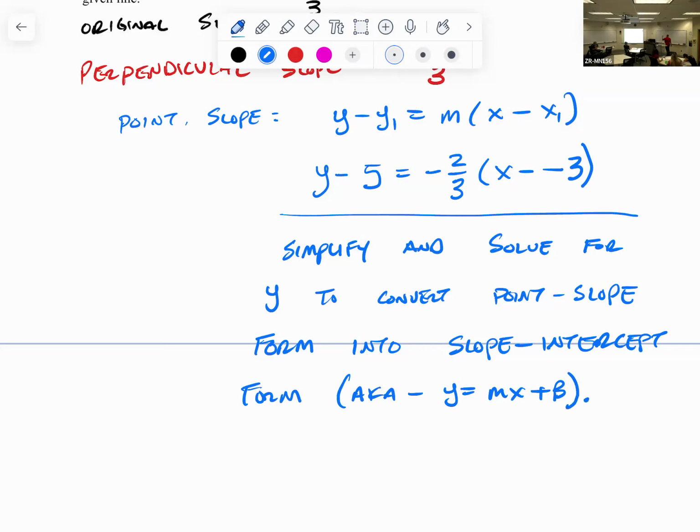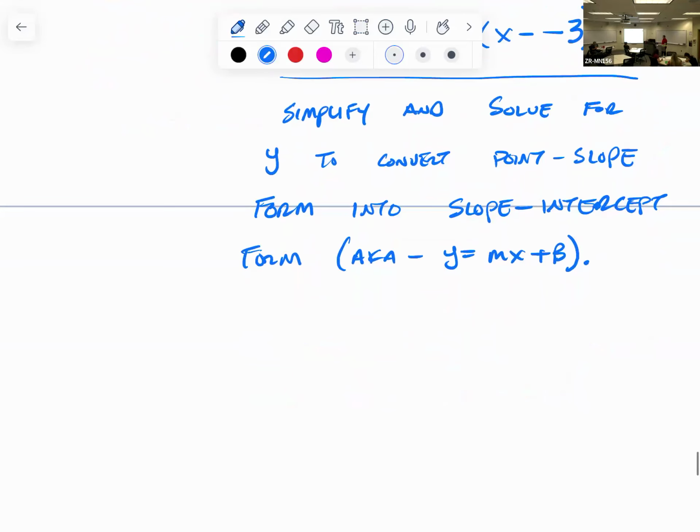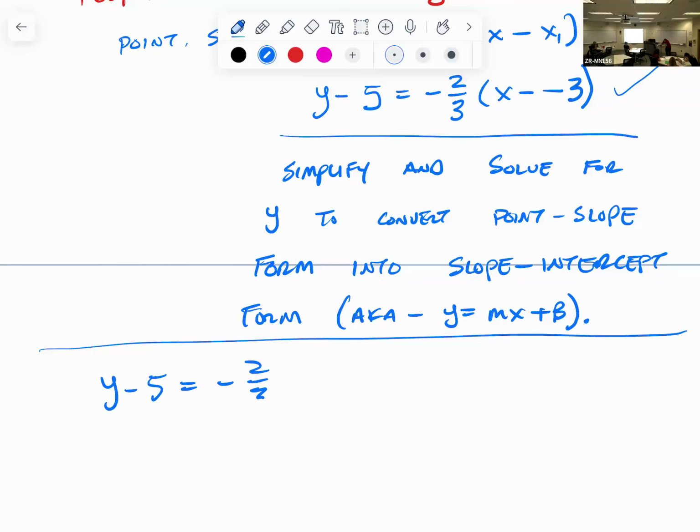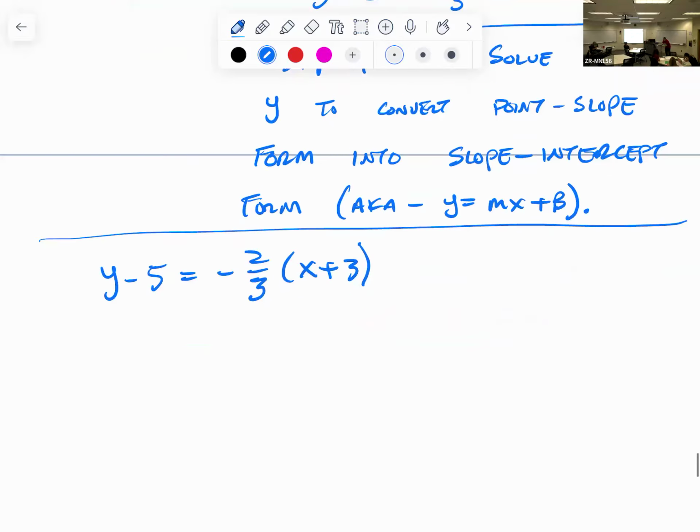So I'm gonna simplify that down because be aware, once again, it said find the equation of the line. We're done right there. I could stop right there. That is the end. However, if I want to do just a little bit more, y minus 5 equals -2/3 x plus 3. And then in order to continue to simplify, what do I need to do?